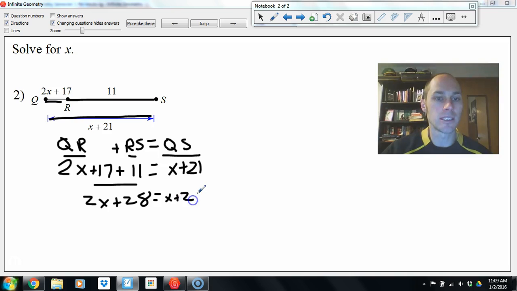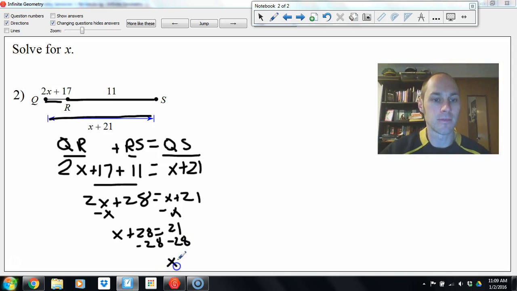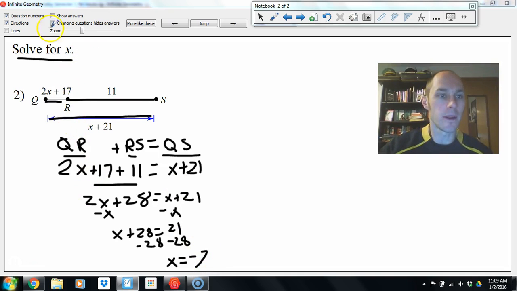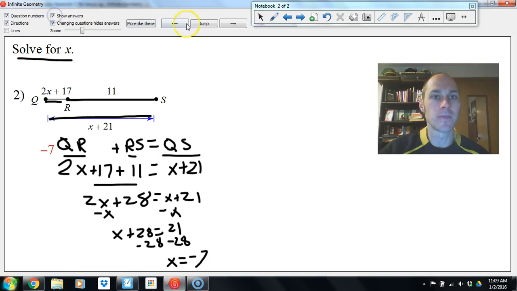Get x on one side, subtract x. So I get x plus 28 equals 21. And then subtract 28 from both sides, and I get x equal to negative 7. And the problem just asks to solve for x, so we're done. If we wanted to find QR, we'd have to plug that back in to find that solution. Okay.